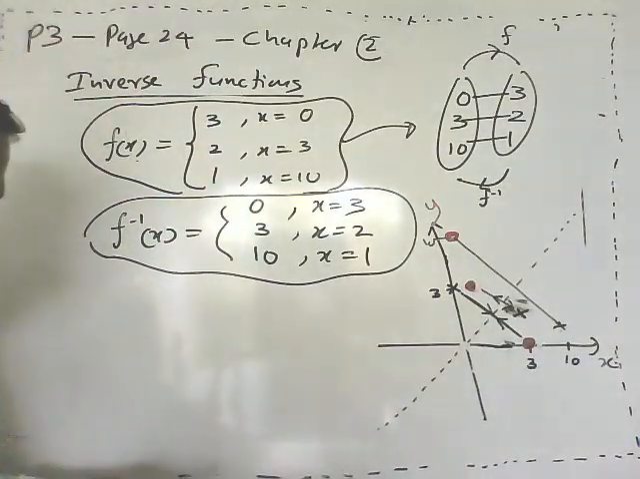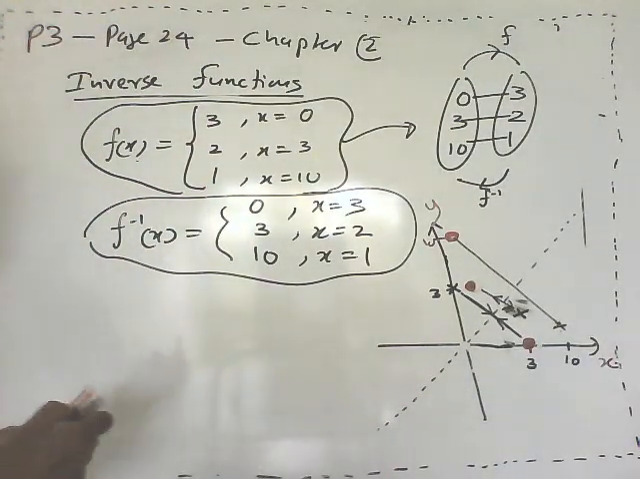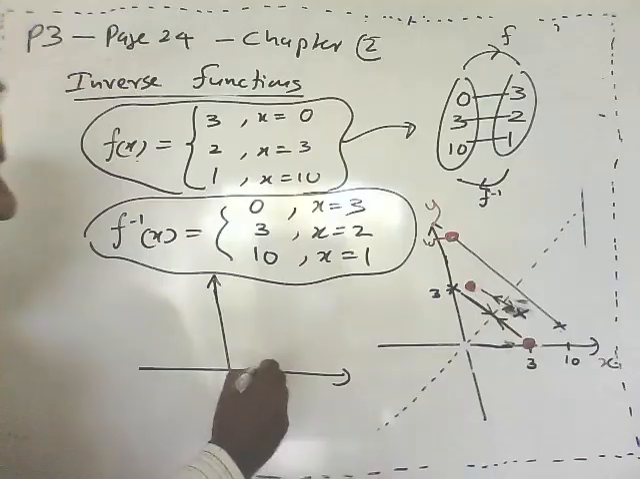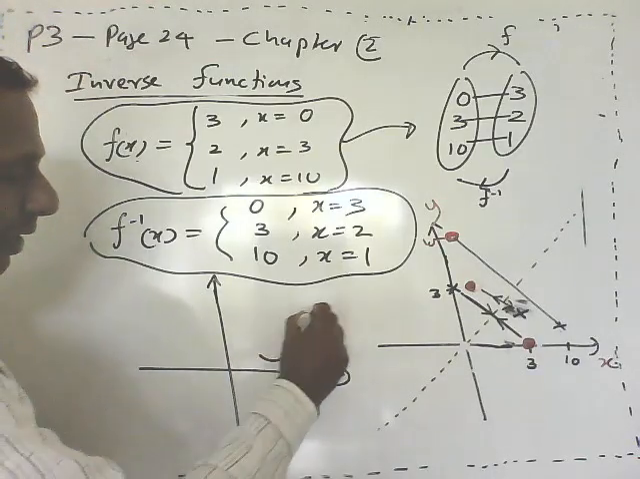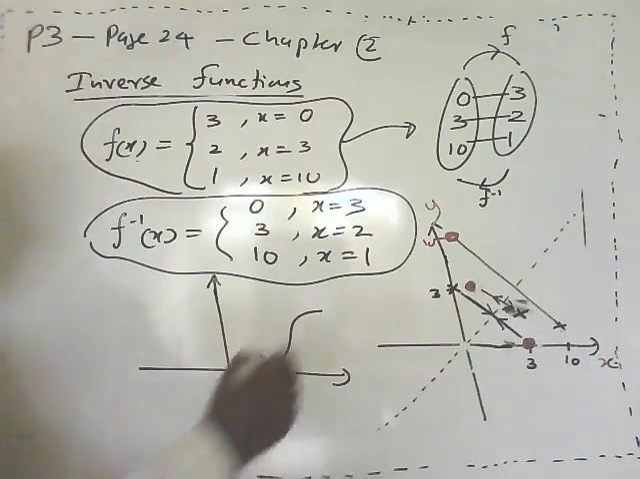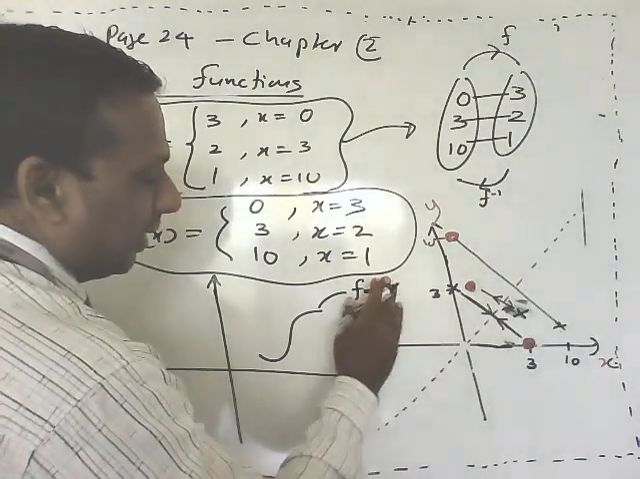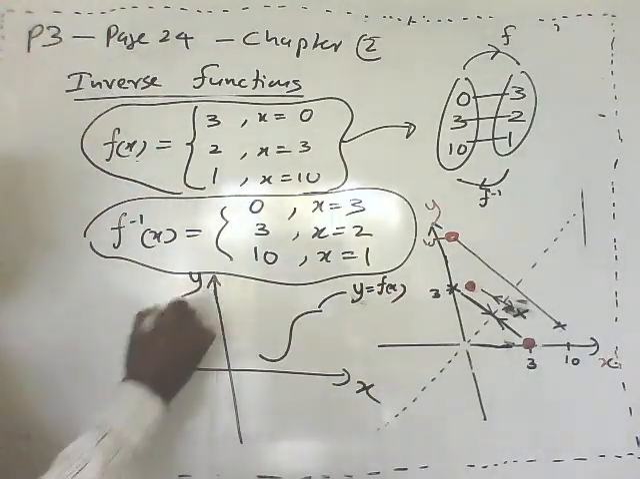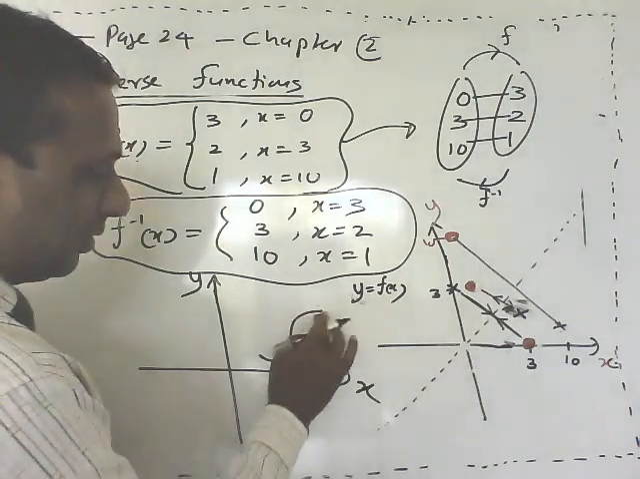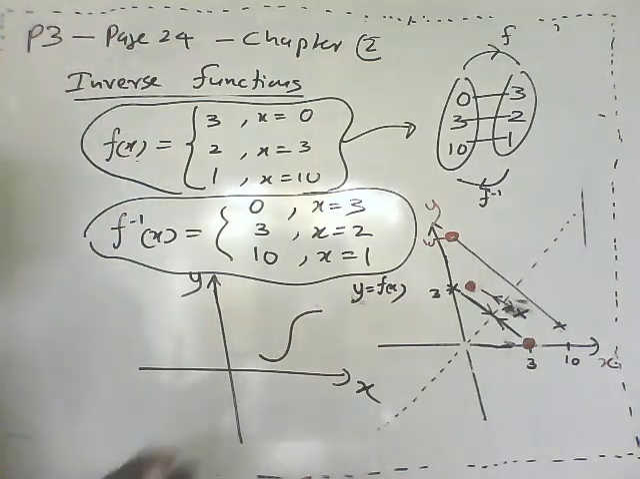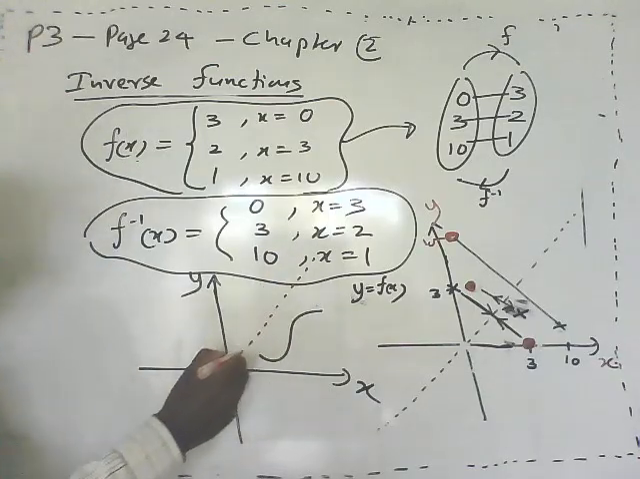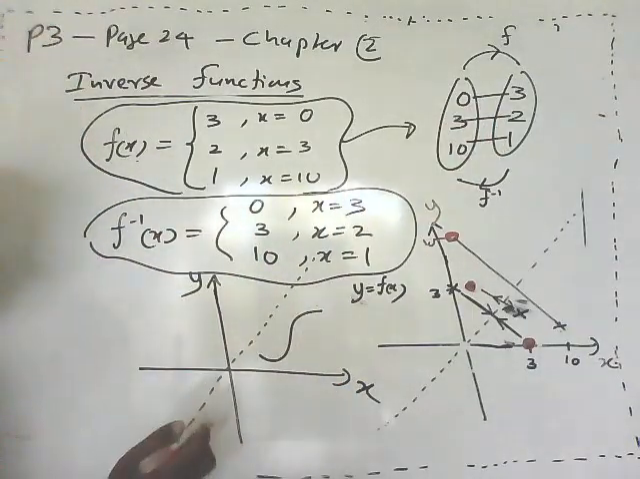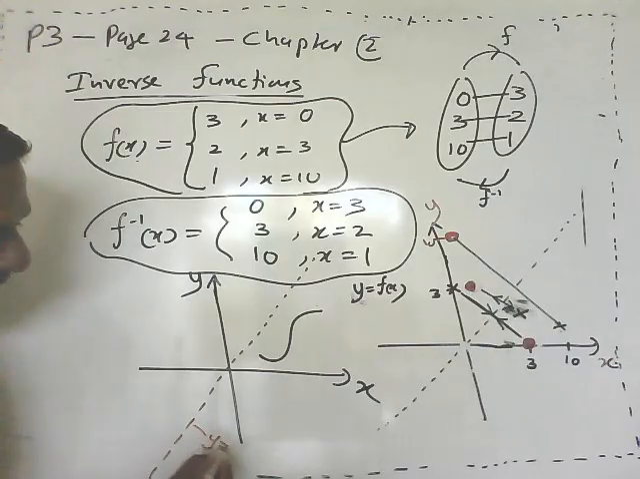Now I gave the idea. If we consider a graph like this, and we say y equal f(x), and you are supposed to draw the inverse function, what you should do is first draw y equal x, because we are swapping x and y, because the mapping gets swapped. So this is y equal x.